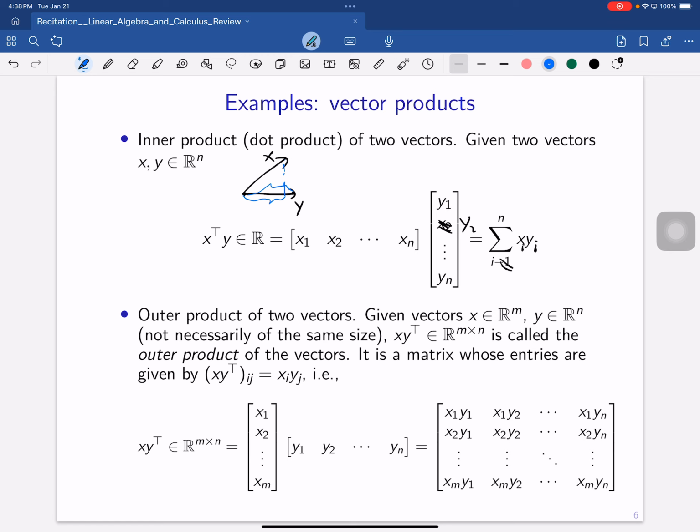And then the other thing is called the outer product of two vectors. You can take two vectors with any arbitrary dimension. Let's say x has m dimensions, y has n dimensions. But instead of using x transpose y, you do x y transpose. So you have a column vector multiplied by a row vector. In this case, it will give you an m times n dimensional matrix. So this is called the outer product. Okay.